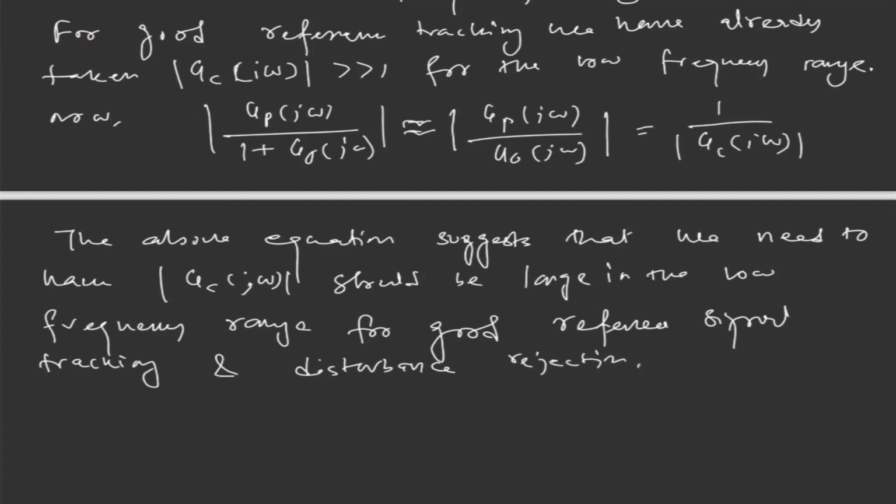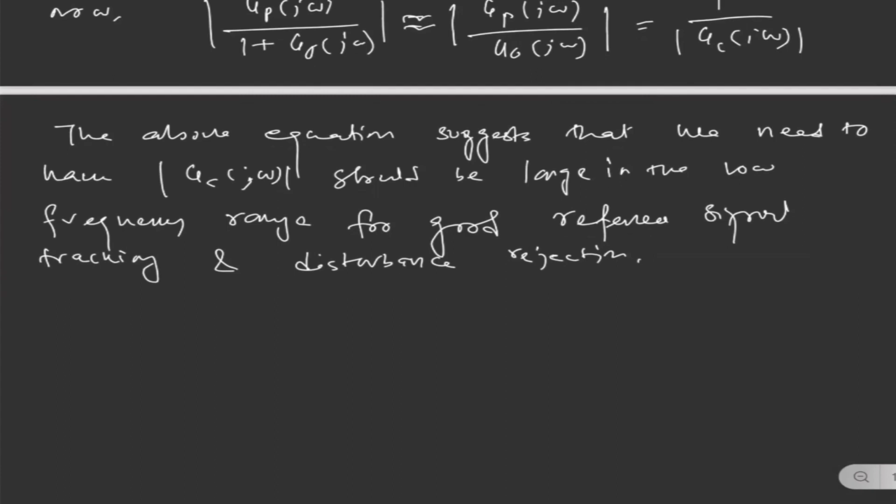As you mentioned before, the reference signal and disturbance signal have low frequency content, and we can reject the error due to the reference signal and the error due to the disturbance once the controller gain is very high. Now we'll look at how we can attenuate the measurement noise.